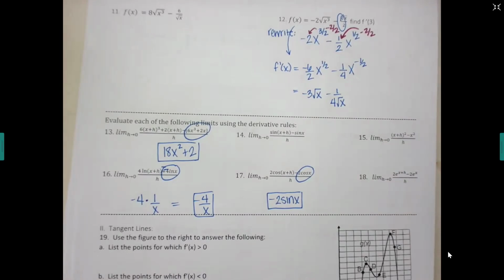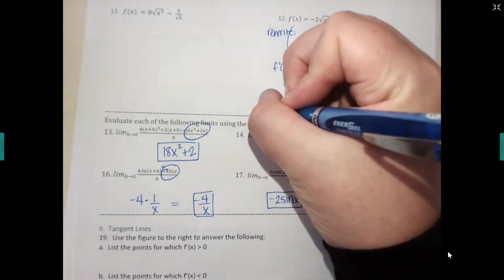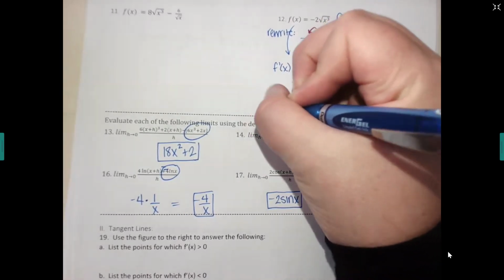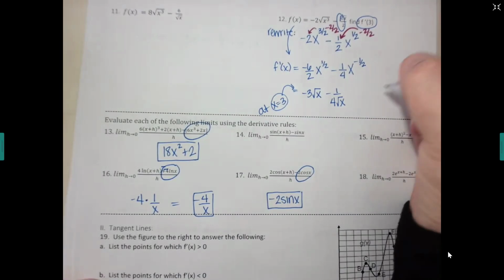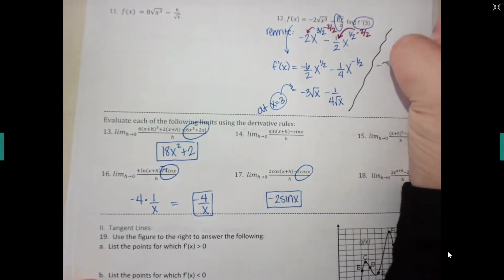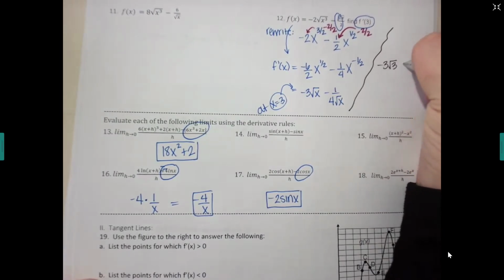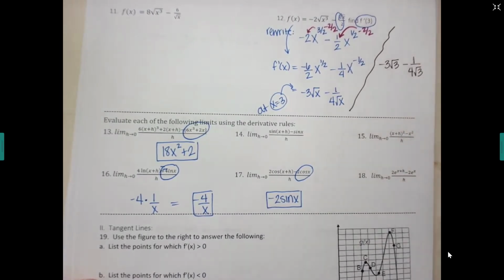Where am I asked to take the derivative at? F prime of 3. So I'm going to put at x equals 3, and then plug that in. All right, so let's do it. Okay, let's try to lock in here. We have a test next class. Negative 3 root 3 minus 1 over 4 root 3.